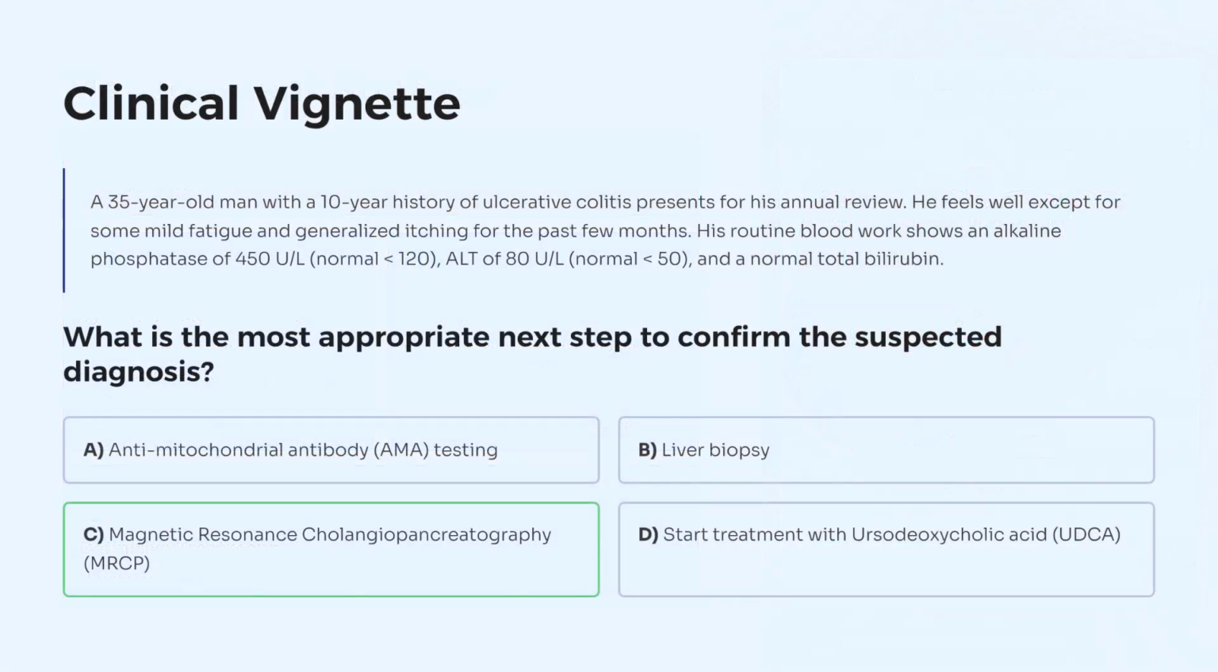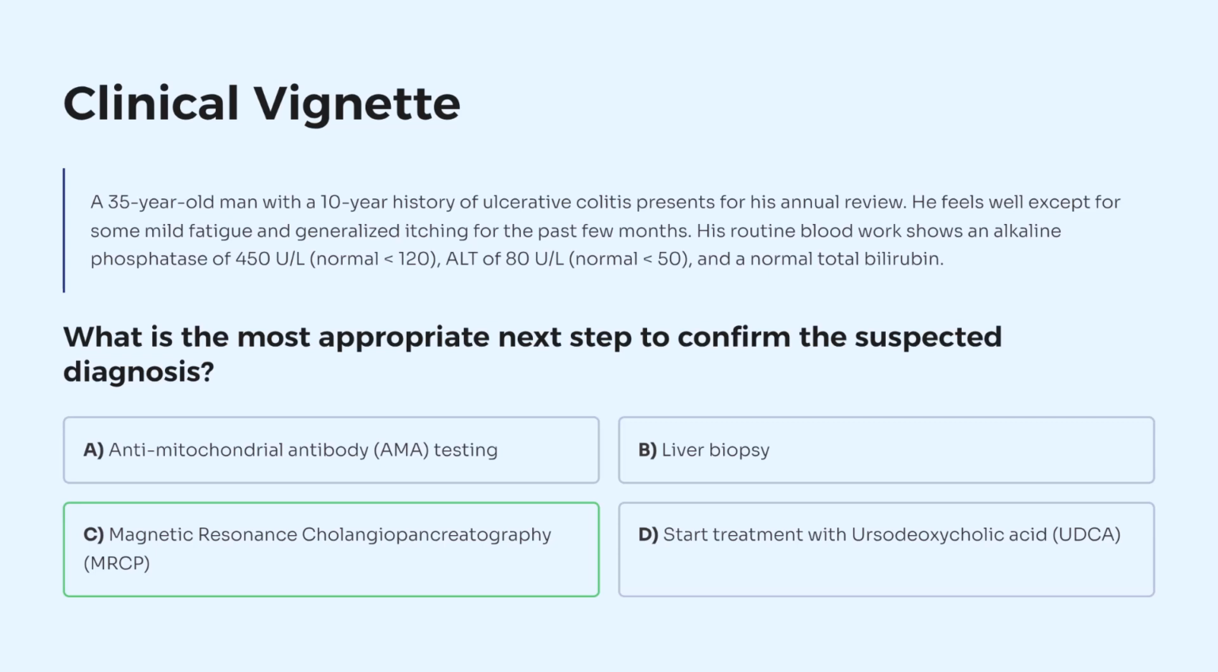All right, let's put it all together with a board-style question. A 35-year-old man with a 10-year history of ulcerative colitis presents for his annual review. He feels well, except for some mild fatigue and generalized itching for the past few months. His routine blood work shows an alkaline phosphatase of 450 units per liter, which is normal, less than 120 units per liter, an ALT of 80 units per liter, which is normal, less than 50 units per liter, and a normal total bilirubin. What is the most appropriate next step to confirm the suspected diagnosis?